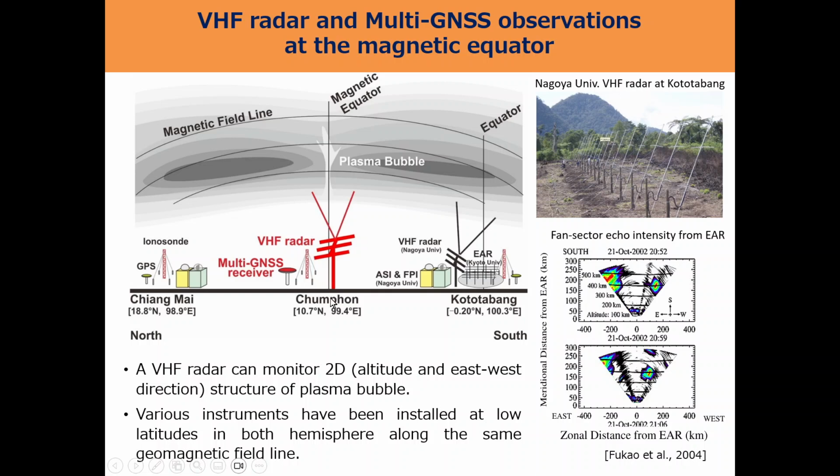The reason we install at Chumpon is because we have already stationed at Kototabang, which is in the EIA area, and at Chiang Mai we have an ionosonde. Chiang Mai is about 10 degrees north in magnetic latitude. Not the geographic latitude, but for magnetic latitude, Chumpon is about 2 or 3 degrees from the magnetic equator, and Chiang Mai and Kototabang are in the EIA region. So the reason we install equipment here is in order to see fresh bubbles. I emphasize the word fresh.